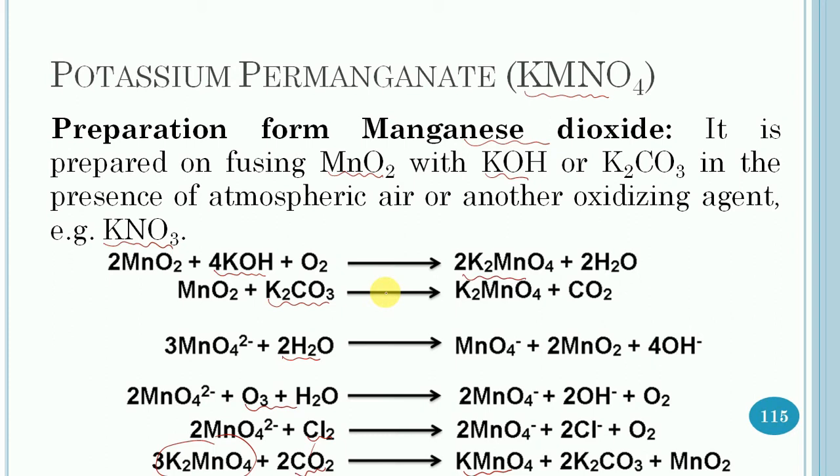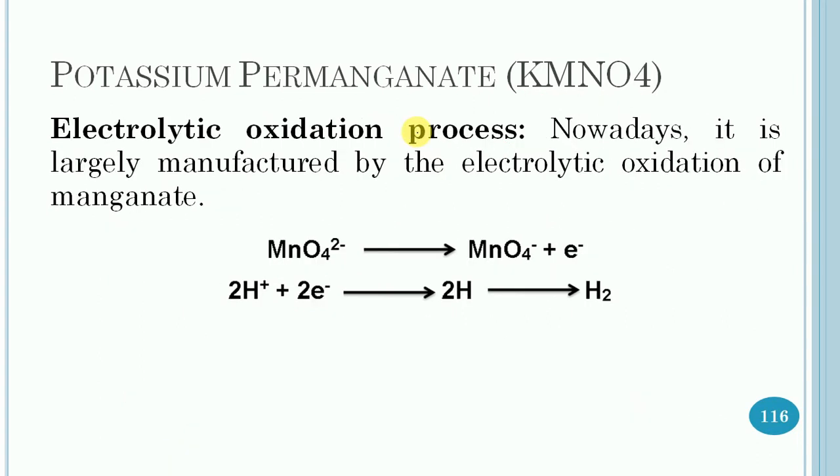For industrial preparation of potassium permanganate, the mineral pyrolusite is used instead of manganese dioxide. So it is the first method, from manganese dioxide. Then the second method is the electrolytic oxidation process.